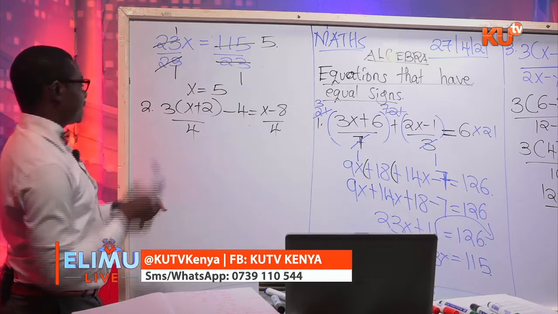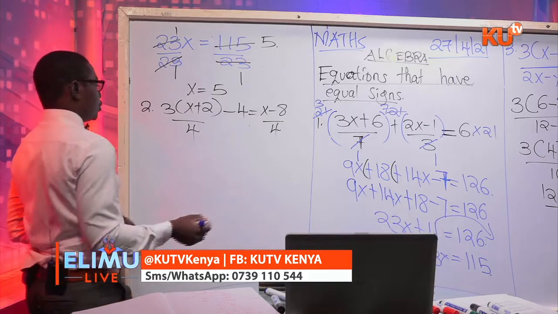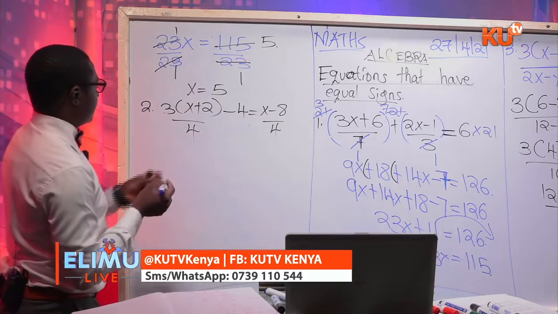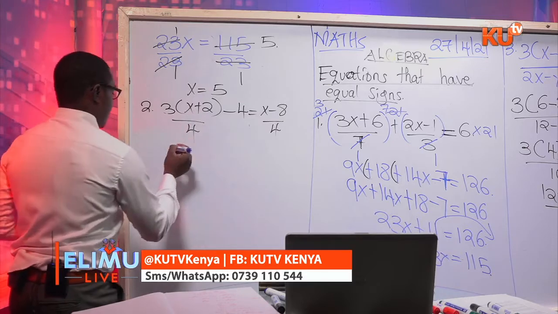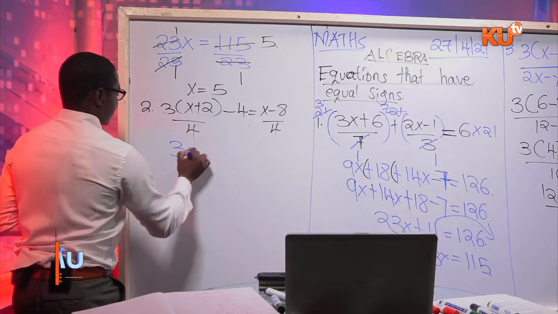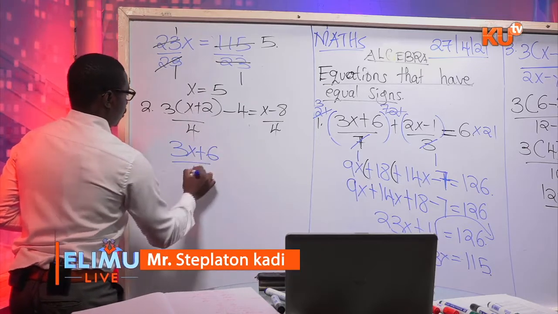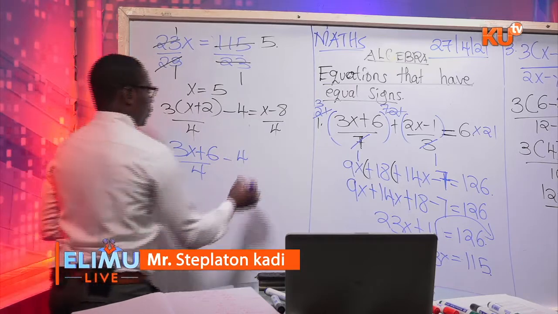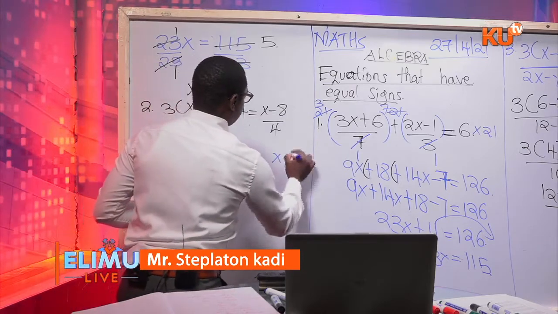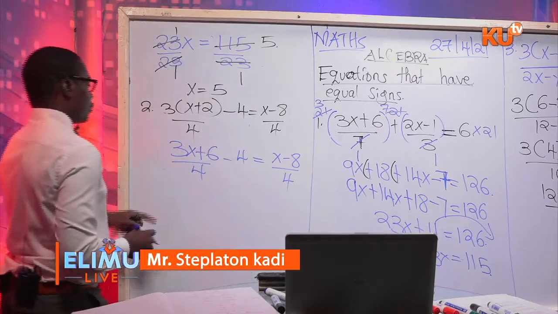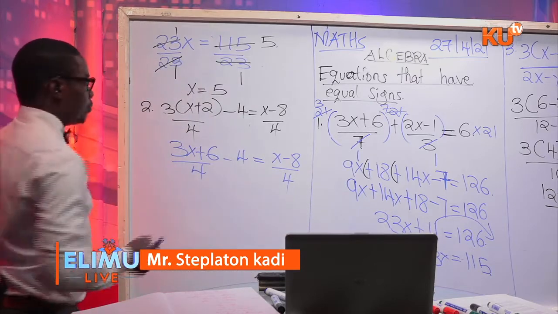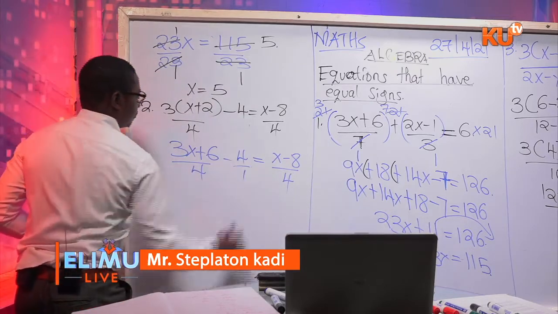So 4 and 4, LCM is still 4. So we solve this first. 3x plus 6 over 4 minus 4 is equal to x minus 8 over 4. So we multiply both sides by 4 to remove the fractions.